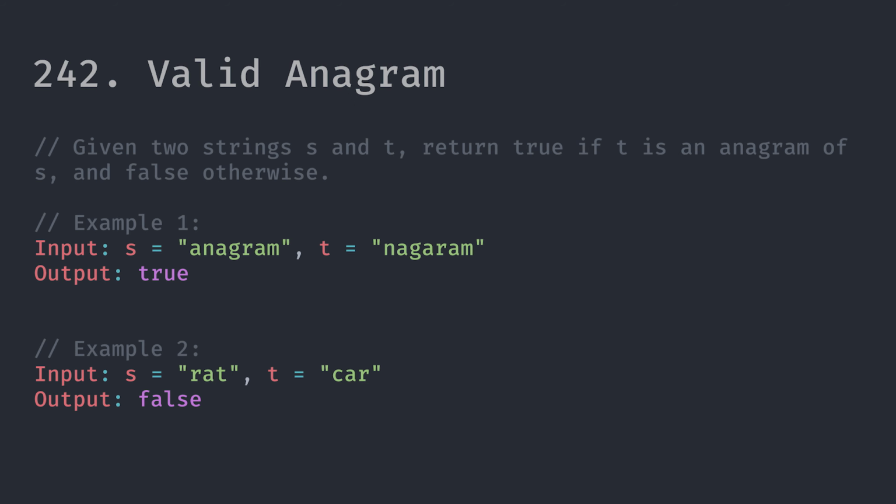Given two strings s and t, return true if t is an anagram of s and false otherwise. An anagram is a word or phrase formed by rearranging the letters of a different word or phrase, typically using all of the original letters exactly once.